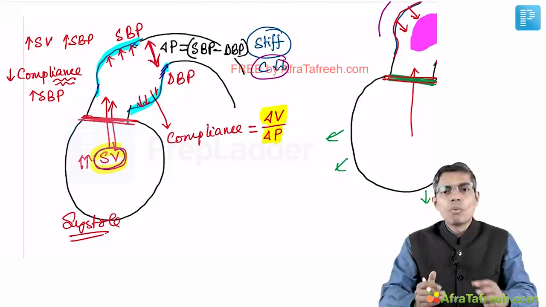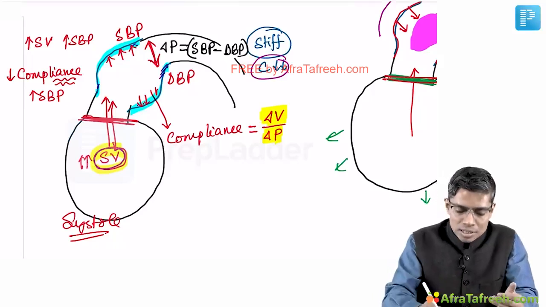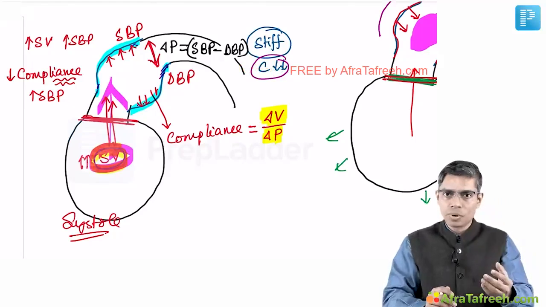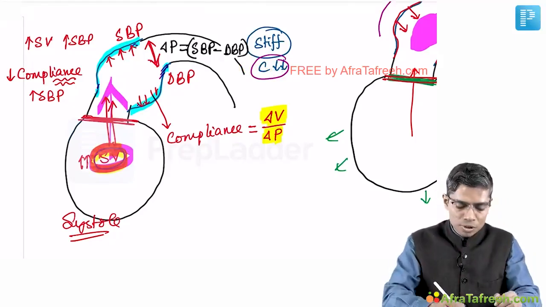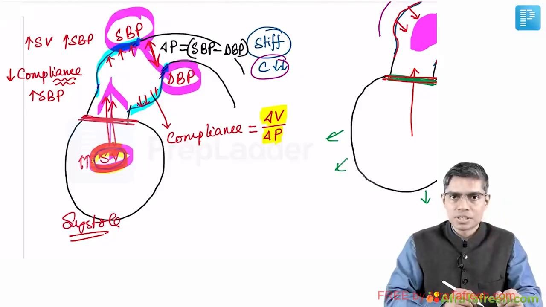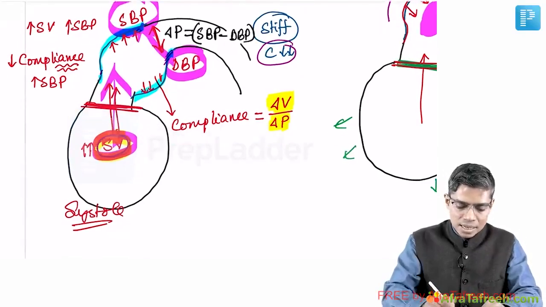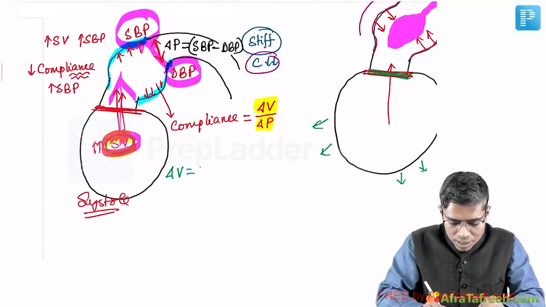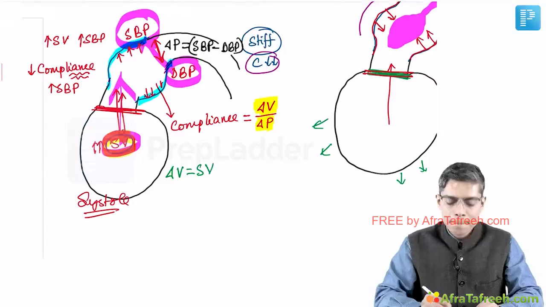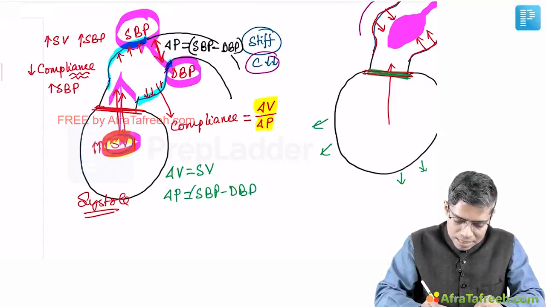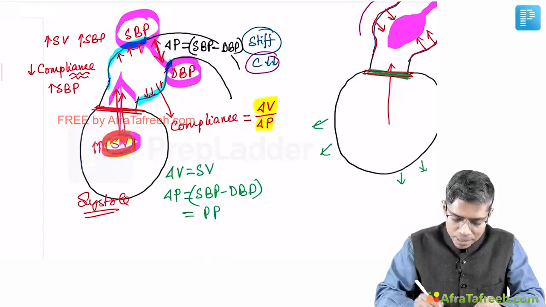If I ask you why this pressure change is occurring, your answer will be that this is due to ejection of this volume. Which volume? The stroke volume. Because you are ejecting stroke volume, the diastolic blood pressure is rising to systolic blood pressure. That means at the level of arch of aorta, the volume change is equal to stroke volume, and because of this volume change, the pressure change that is occurring is SBP minus DBP, and SBP minus DBP is nothing but the pulse pressure.